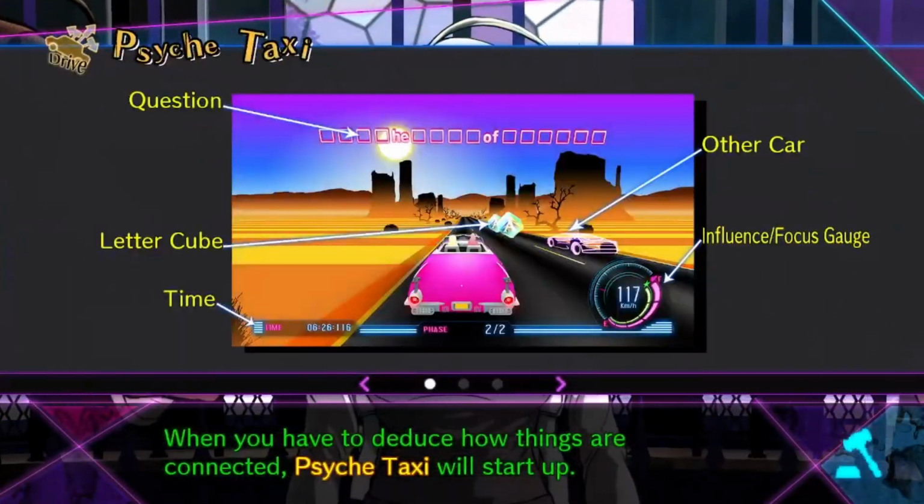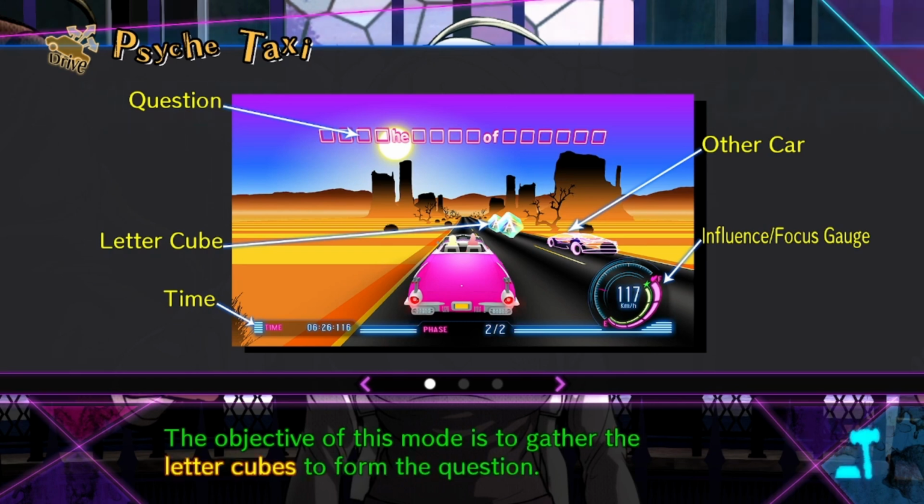Another minigame? Okay. When you have to deduce how things are connected, Psyche Taxi will start up. I feel like the trial portion is just an introduction to all of the minigames. The objective of this mode is to gather up the letter cubes to form the question. Okay, so they're like Mario Kart item boxes. Question, letter cube, time, focus gauge, other car. What's up with the other car?